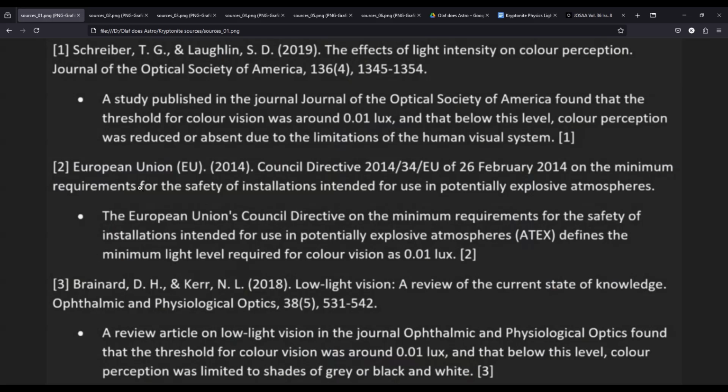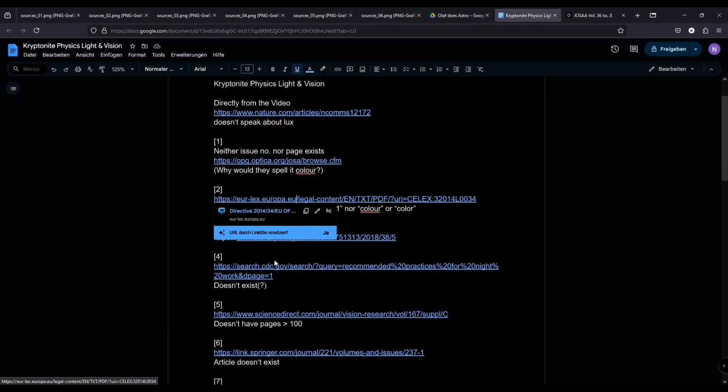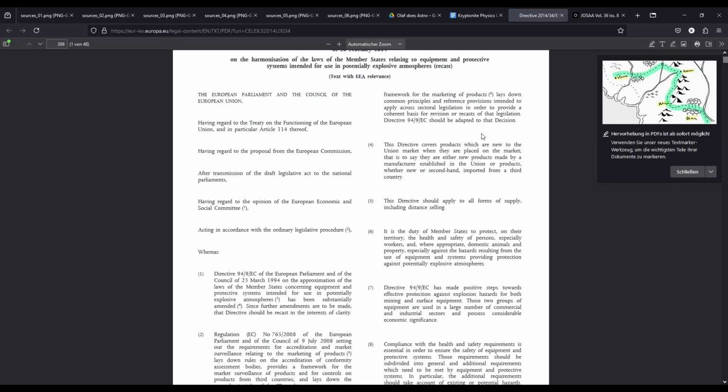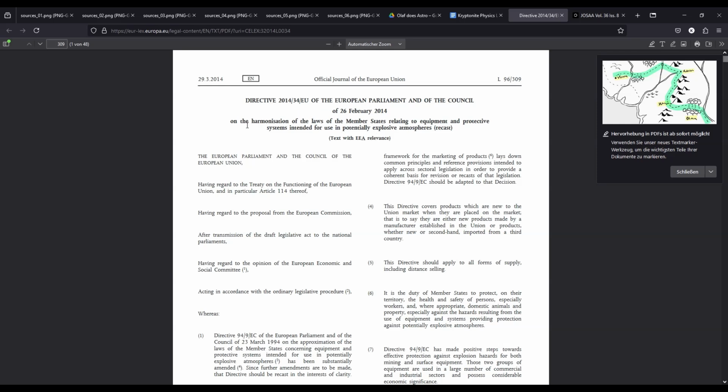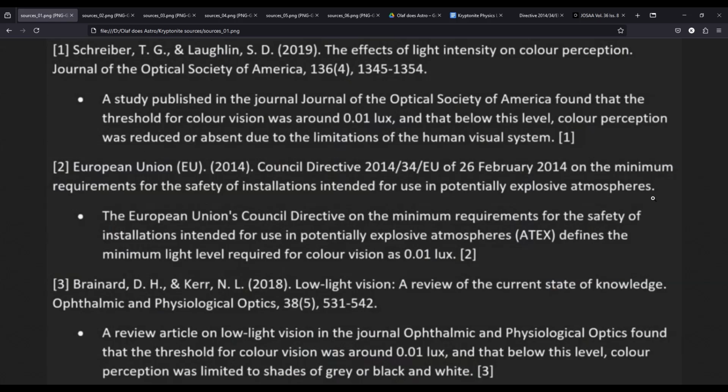Second citation, European Union, Council Directive. This is a set Council Directive number. If we look at the Council Directive number, this is about the member states relating to protective systems intended for use in potentially explosive atmospheres. So ChatGPT got the potentially explosive atmospheres correct. But first of all, color. Why would you spell color with a U if you're not from the UK?